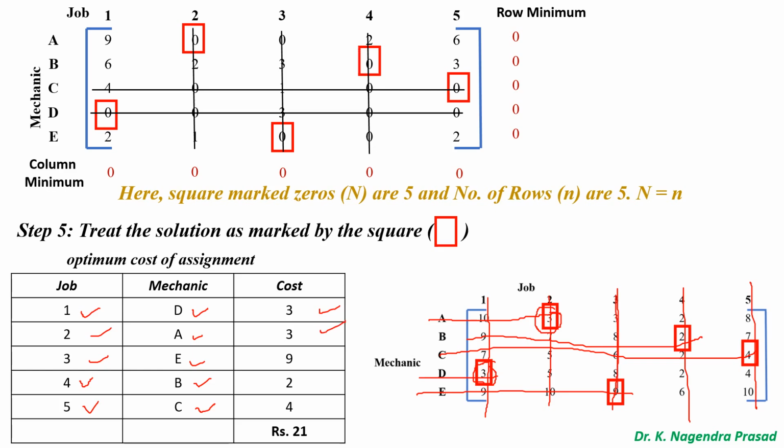And for the third job and mechanic E, the cost is 9. For the fourth job and mechanic B, the cost is 2. And for the fifth job and mechanic C, the cost is 4. Then the total cost of assignment is 3 plus 3 plus 9 plus 2 plus 4, equal to 21 rupees. So this is the solution, and thank you.